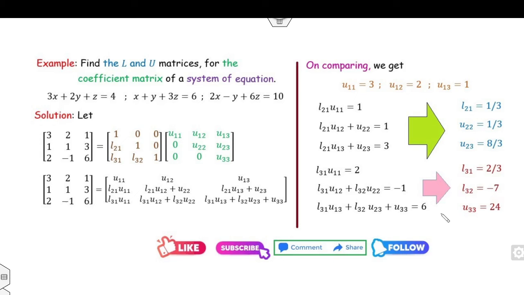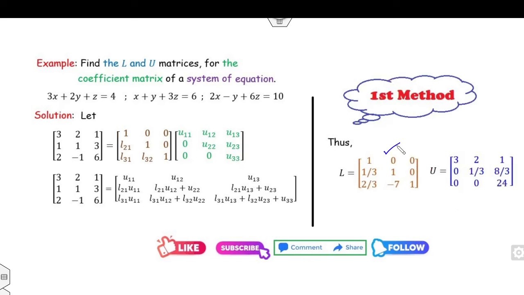Fine. Now, once you know the values of L and U, I can substitute. This is my L, this is my U. So what is the value of U11? U11 is 3. U12, where is U12? It's 2. U13 is 1. U23 is 8 over 3 and so on. So you will get the values of L and U as this. This is the first method: you can find the values of L and U by using the decomposition.